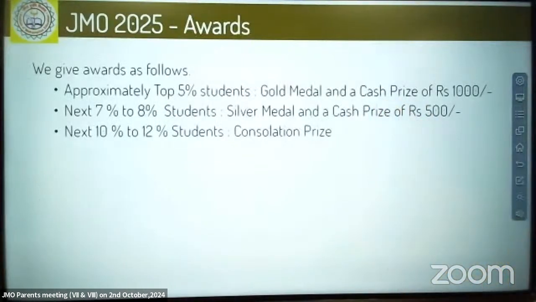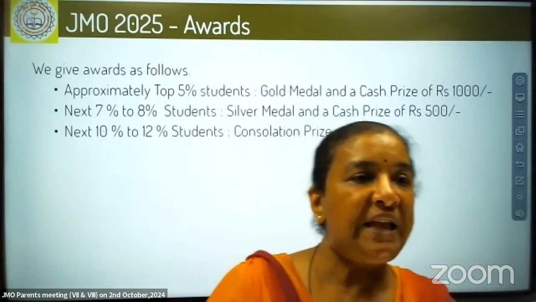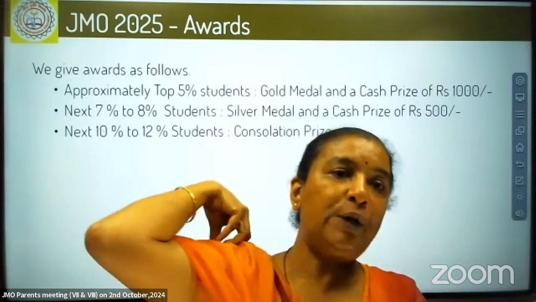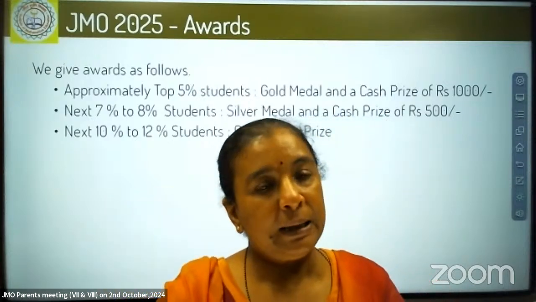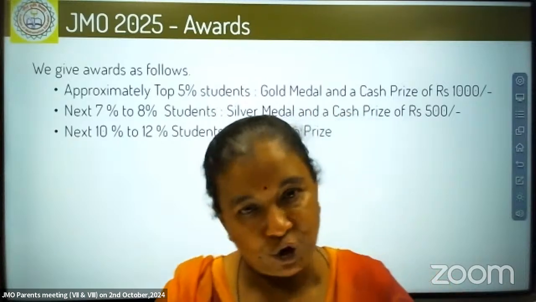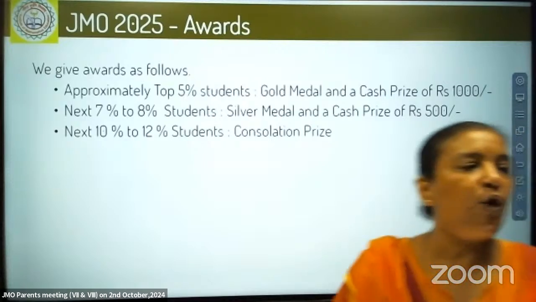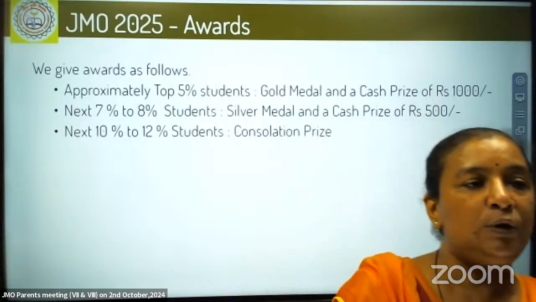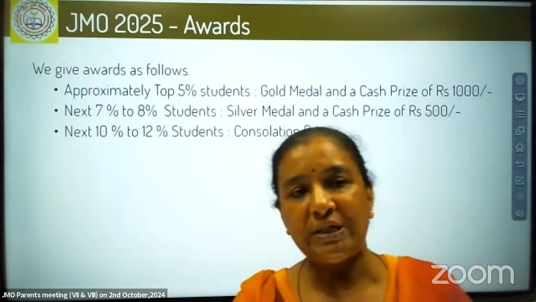How do we give the prizes? As I mentioned, for the Mumbai division, at least, the result of IOKM is just 10%. Compared to that, we declare a result of 25% for JMO. Now, there is no fixed cutoff. Normally in an exam, if you get 40 marks out of 100, it means you have passed. There is no such thing.